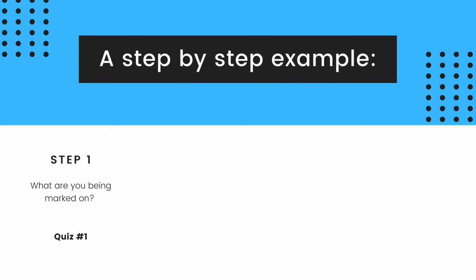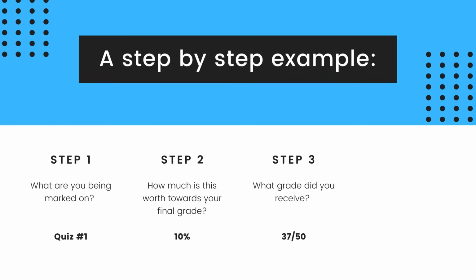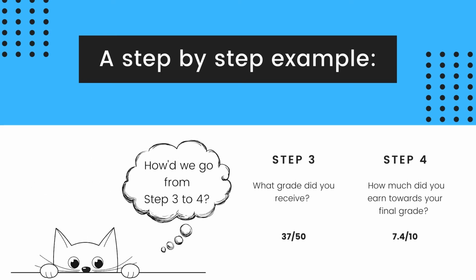For step 1, our student writes down quiz number 1. For step 2, they write that it's worth 10% of their final grade. In step 3, they write down that they received a final score of 37 out of 50 on the quiz. And for step 4, they write that the score would give them 7.4 out of a possible 10 points towards their final grade. Now, some of you may be wondering how we jumped from 37 out of 50 in step 3 to 7.4 out of 10 in step 4.